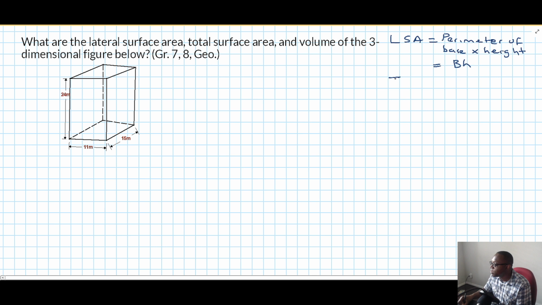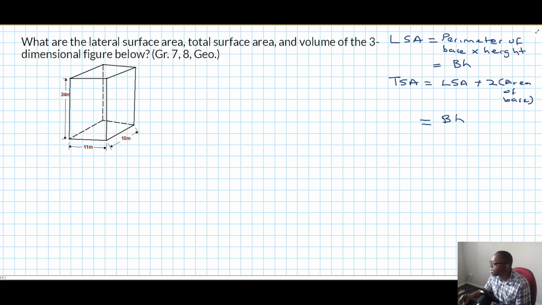And then the total surface area is going to be the lateral surface area plus 2 multiplied by the area of the base. So in your textbook, you're going to see it written this way.